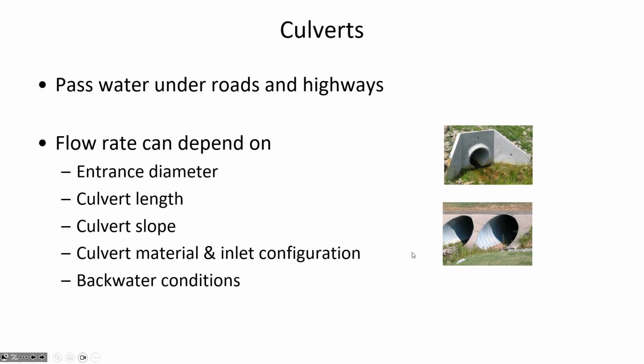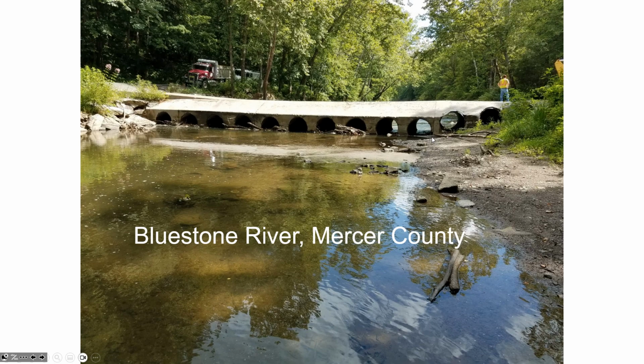So the software that we're going to use, HY8, takes all of these things into account and really simplifies what previously was a pretty complicated process of, first of all, analyzing what was the controlling factor, whether it was the inlet, whether it was the slope of the culvert or the roughness of the culvert. Previously, before the analytical software became widespread, it was kind of a cumbersome thing to design a culvert and find out what the flow capacity is.